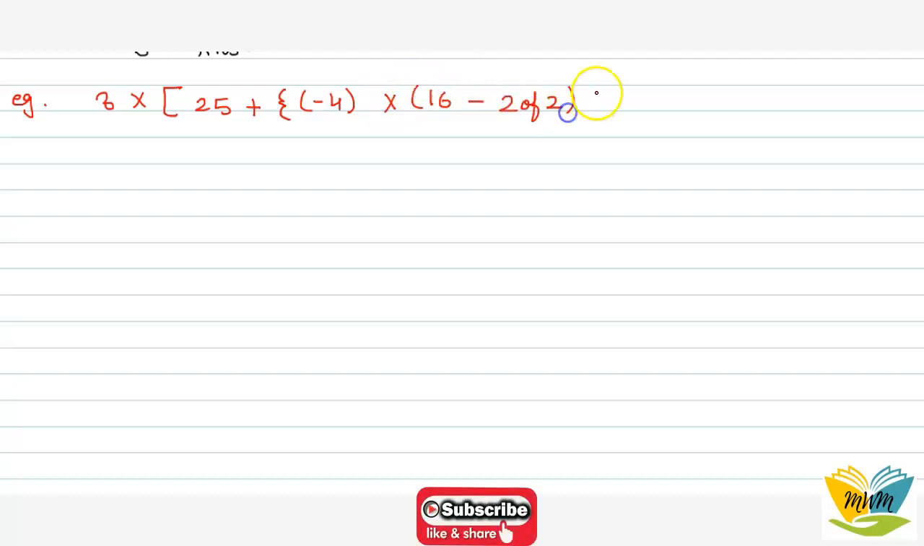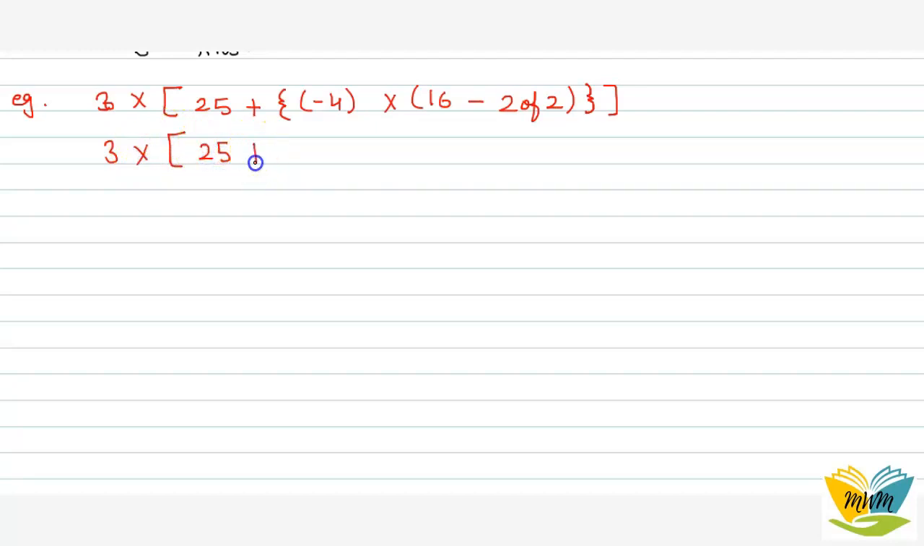Now I will show you one more example based on this BODMAS rule. 3 multiply 25 plus curl bracket in a small bracket minus 4 multiply 16 minus 2 of 2 is given. According to rule, first we will remove all the brackets. So we will start from the small bracket because no vinculum symbol is given here.